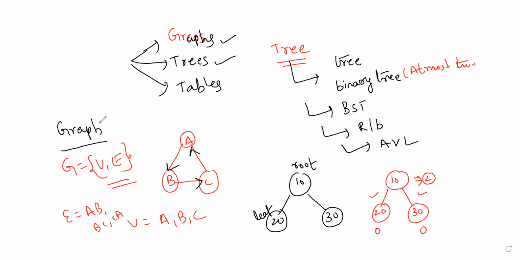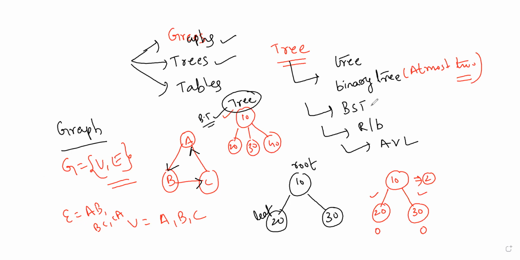Let me take one more example. Suppose you have 10, 20, 30, 40. Remember here 10 is having three children, and you can have only at most two, maximum two. So I can say it is a tree, but not a binary tree.